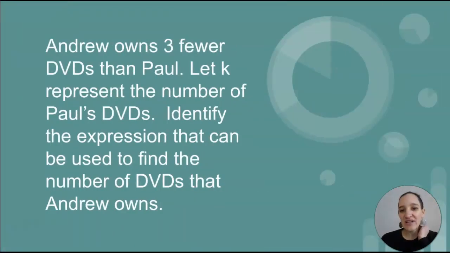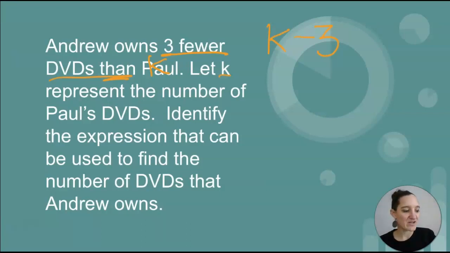Andrew owns 3 fewer DVDs than Paul. Whoa. Let K represent the number of Paul's DVDs. Identify the expression that can be used to find the number of DVDs Andrew owns. All right, well, Andrew owns 3 fewer than Paul. And we're going to let K be Paul. So as soon as we know what Paul is, we can then subtract 3 from that and get how many Andrew owns.